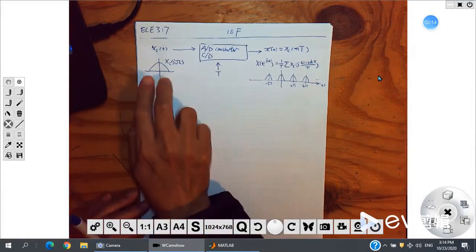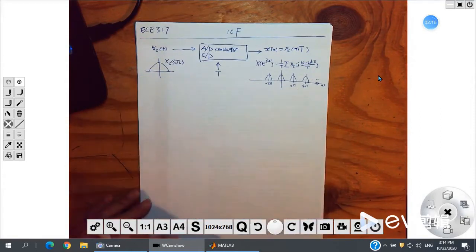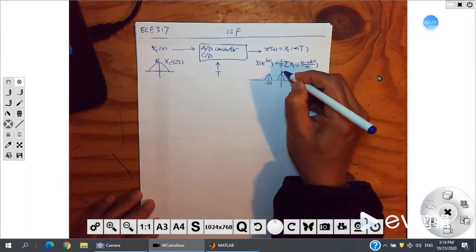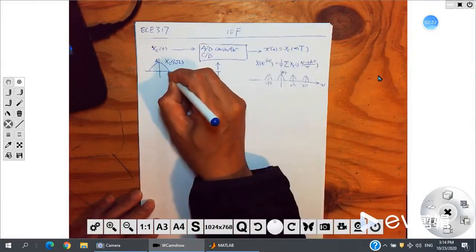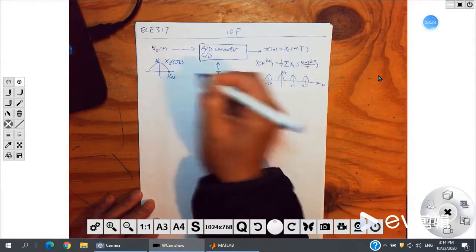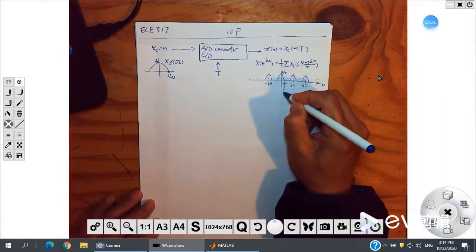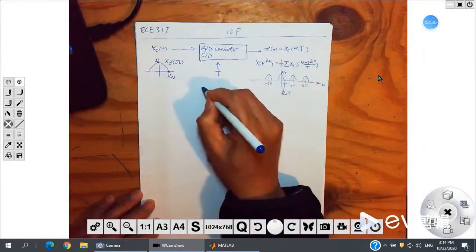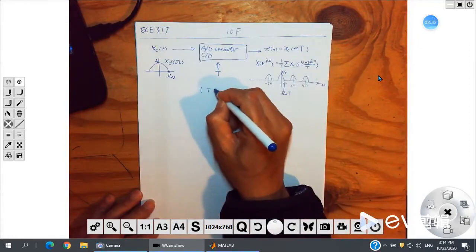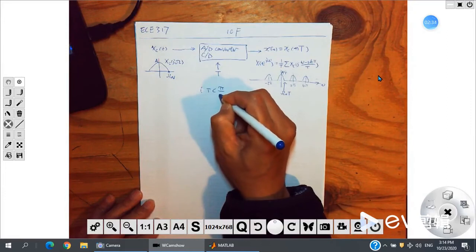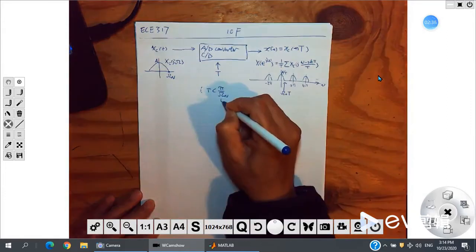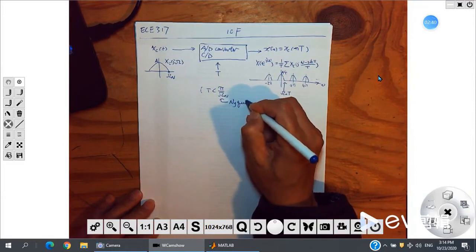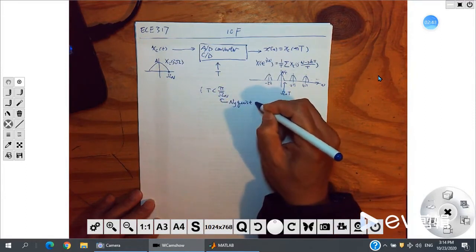But not an original copy. We need to do some scaling. If the peak value here is A, here the peak value will be A over T. And if this point is Ω_N, this point will be Ω_N times T. Here we suppose T is smaller than π over Ω_N, and π over Ω_N is called the Nyquist sampling step.